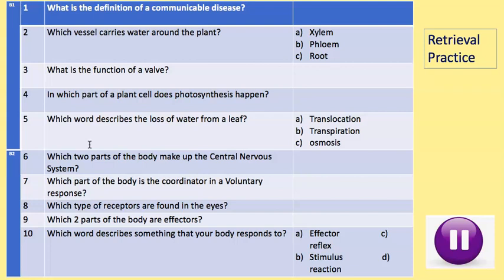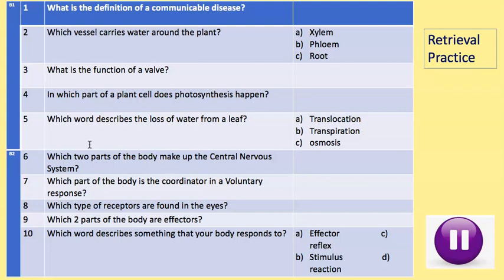So number one, what is the definition of a communicable disease? For this, you should have said a communicable disease is one that can be passed from organism to organism and is caused by a pathogen, such as a virus or bacteria. Number two, which vessel carries water around the plant? That is the xylem. What is the function of a valve? Valves are found either in the heart or in veins, and they stop the backflow of blood.